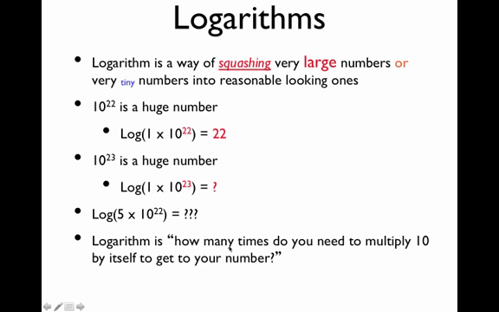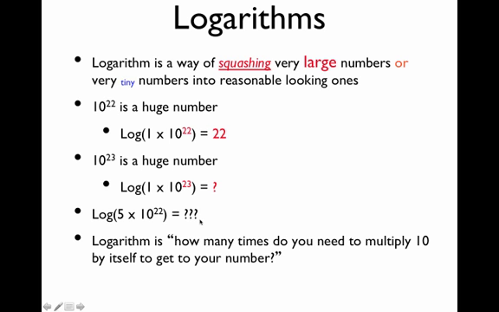Logarithm, another way of thinking about it is how many times do you need to multiply 10 against itself to get your original number? So basically, this 22 here means that I need to multiply 10 against itself 22 times to get back this number over here. 23 over here means that I need to multiply 10 against itself 23 times to get back this original number. And apparently 22.7 means that I need to multiply 10 against itself 22.7 times to get back the number 5 times 10 to the 22.